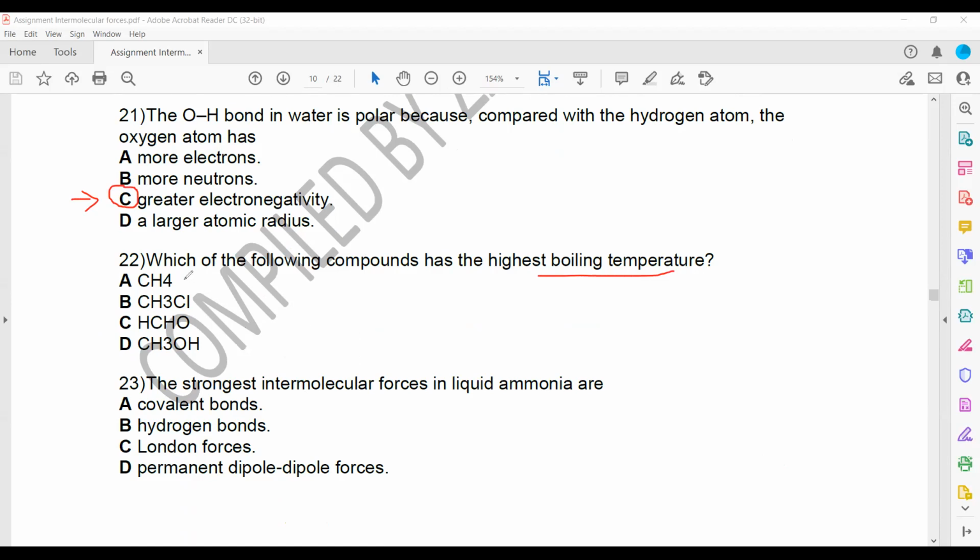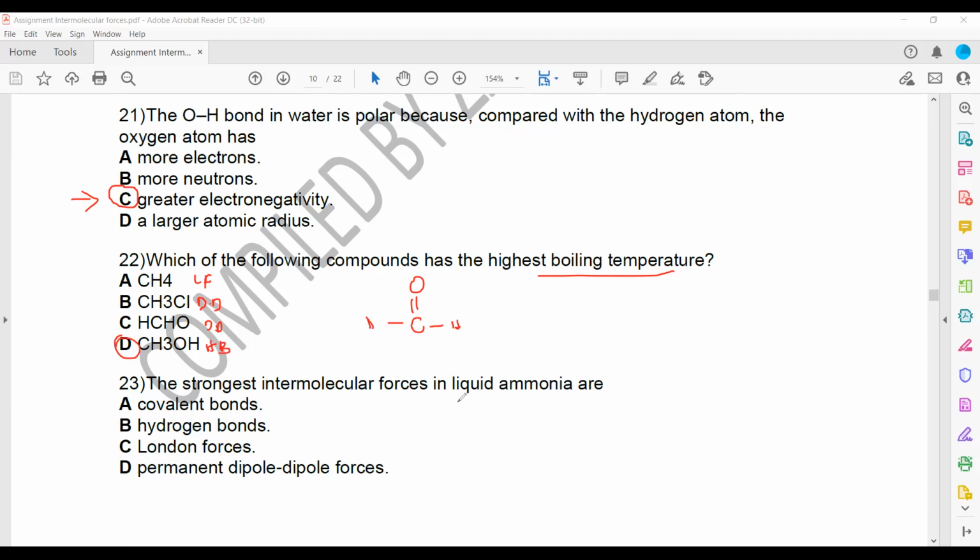So the first example will have London force, its major force. The second one will have dipole force. The third one will also have dipole force, because hydrogen is not bonded directly with oxygen; it is C double bonded with O and H. But the fourth one has hydrogen bonding, which is the strongest.